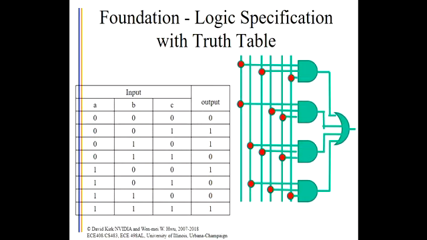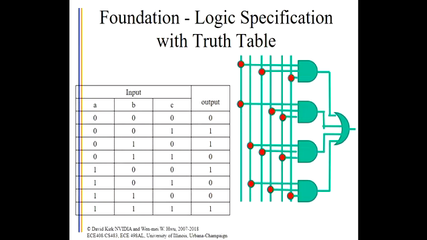So we say that this system has 3 degrees of freedom. A, B, and C are each 1 degree of freedom. And for each degree of freedom, we have 2 possible values, 0 and 1. So this gives us 2 to the third possible combinations with those 3 degrees of freedom. And then we can define output. In this case, we define an output bit, 0 or 1.